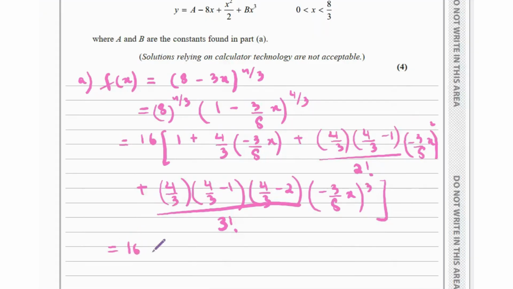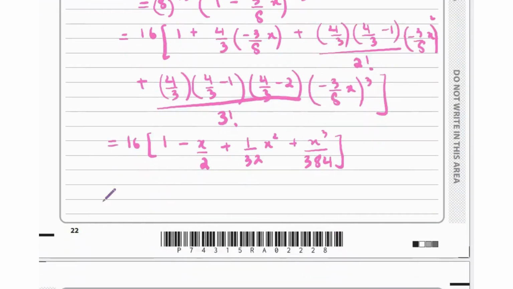So let's simplify this. 16 times 1 minus x over 2 plus 1 over 32x squared, and then we get plus x cubed over 384. Now we expand the bracket. That's going to be 16 minus 8x plus x squared over 2 plus x cubed over 24. That's your expansion.